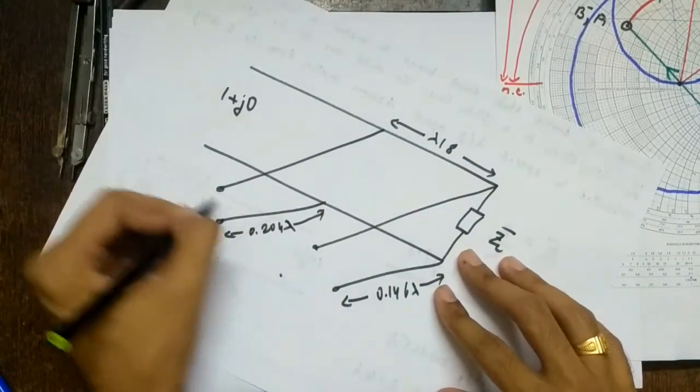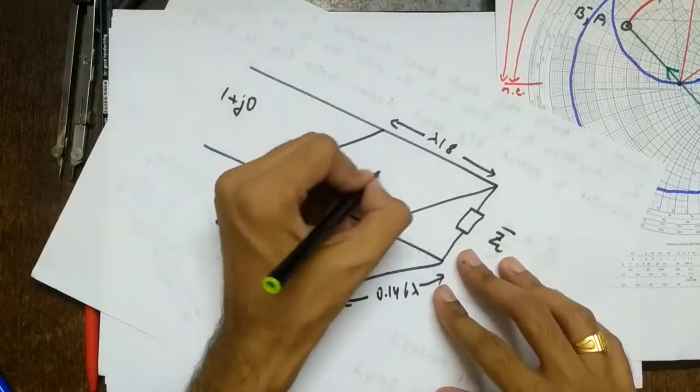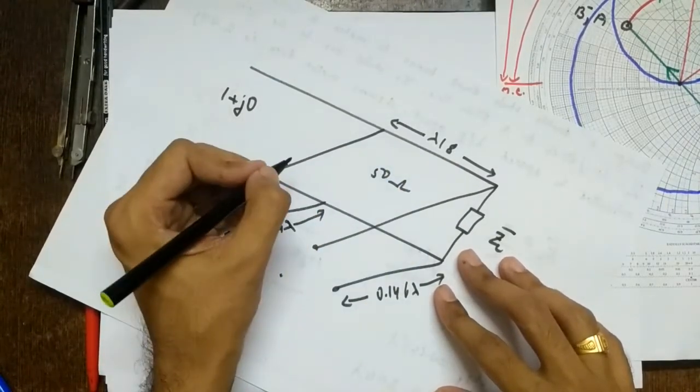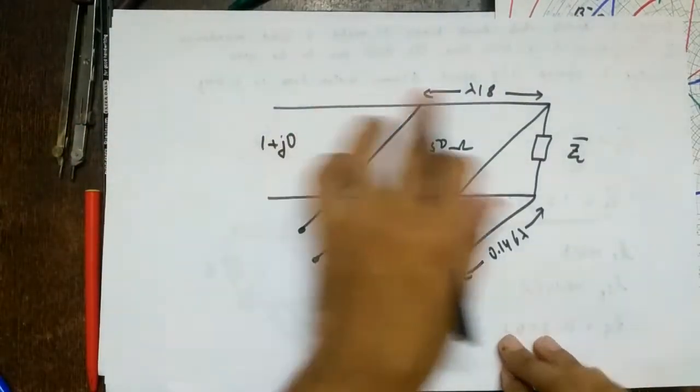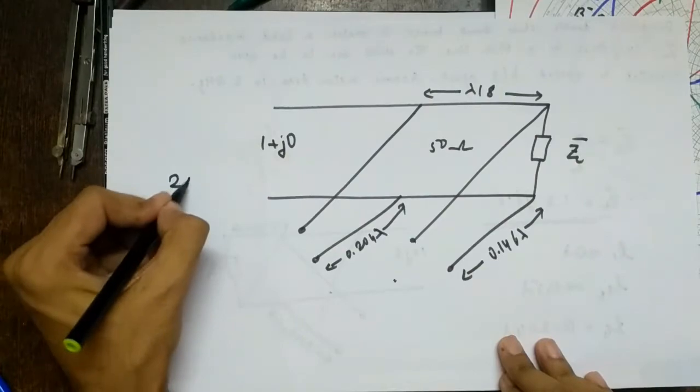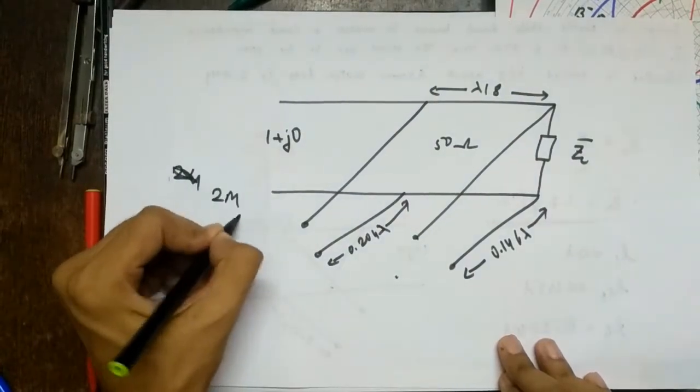If this was short circuit, we would have drawn a straight line. And the characteristic impedance is 50 ohms, so you can show that. Okay. So this is your final answer. Don't forget to draw this, else you will lose at least 1 mark or maybe 2 marks.